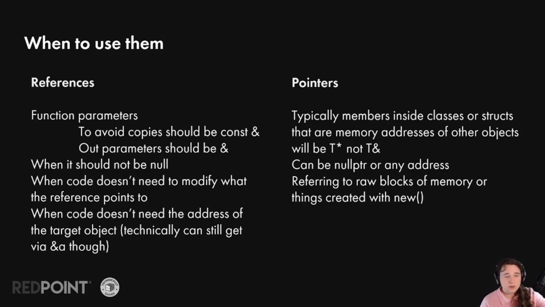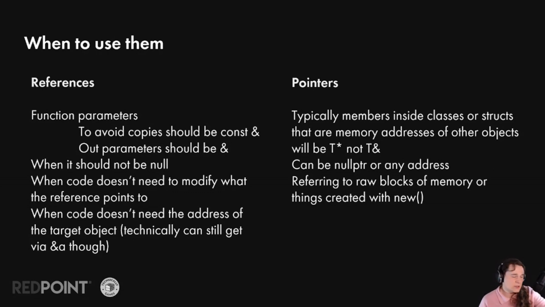Use references when the thing should not be null, when the code doesn't need to modify what the reference points to if you use a const reference, when the code doesn't need to get the address of the target object or doesn't want to be dealing with the address constantly. You could still technically get it by using the address-of operator, but when you want to deal with something as if it was local, reference is a good option.